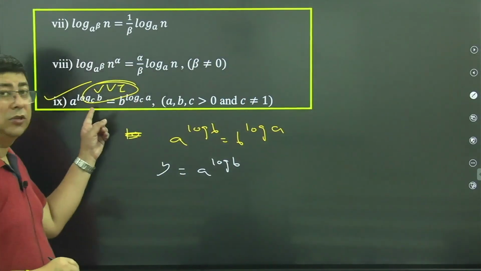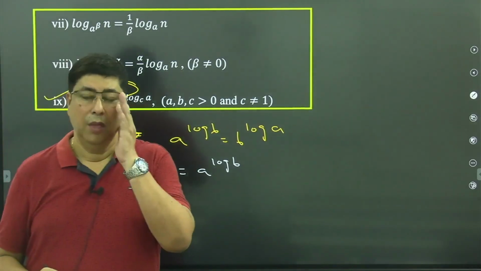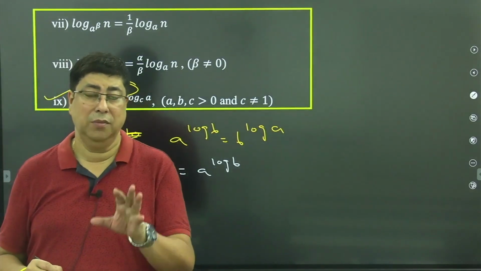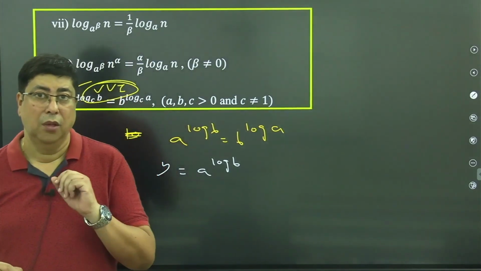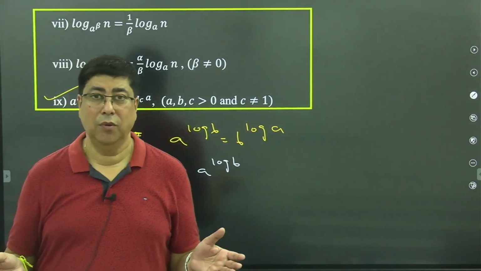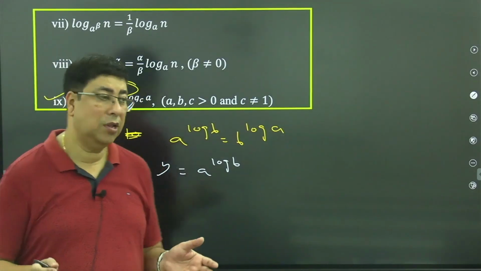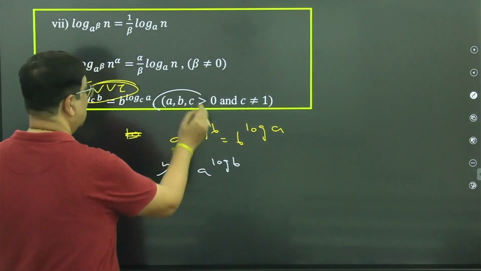Here the base can be anything, but remember one thing: we have to continuously maintain the restriction of the logarithm. What is the restriction? Log of anything should be greater than 0, that should be positive, because it is system generated. We cannot do anything because log is a system, it's an operator. So here obviously a, b, c are greater than 0.